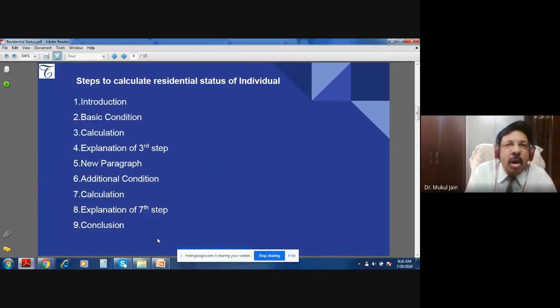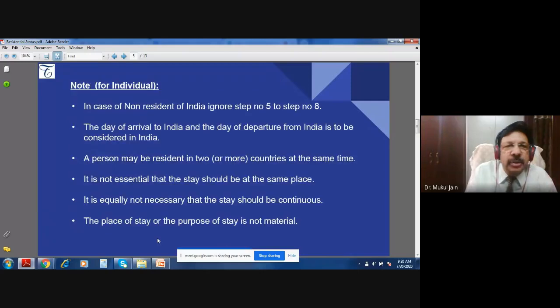Fine. Now, how to calculate residential status of an individual? Some rules are there. The day of arrival in India and the day of departure from India are to be considered in India. They are also counted. A person may be a resident in 2 or more countries at the same time. It is not essential that the stay should be at the same place in India. You are moving from one place to another, so that doesn't make any difference.